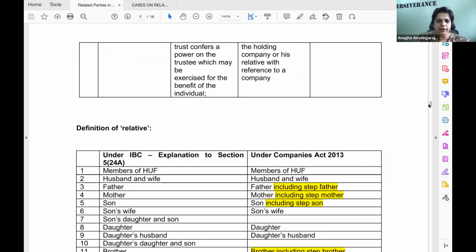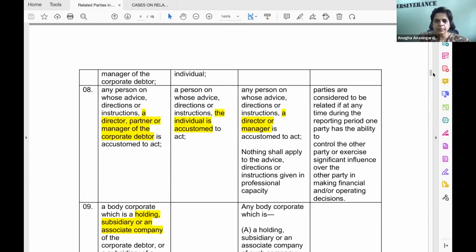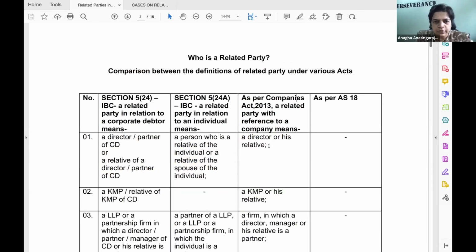Okay, so this was about 524. Each clause of the related party. Then we look at 524A, which is a related party in relation to an individual. Now here we were talking as a related party of the CD. Now we go to the next step, which is 524A, which is related party in relation to an individual.